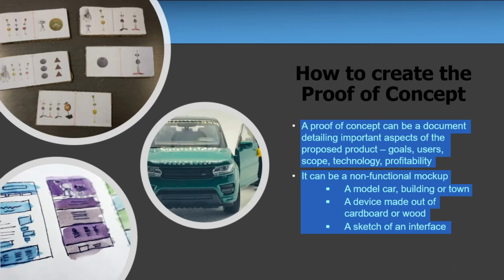I can't imagine myself driving around in something that looks like that. So to do that, you don't put all of the functionality in, you just focus on the look and feel. And you can even make a proof of concept out of, for example, cardboard or wood or 3D printed. So there's many different materials you can use for creating a physical prototype or proof of concept. Or it can be a simple sketch.